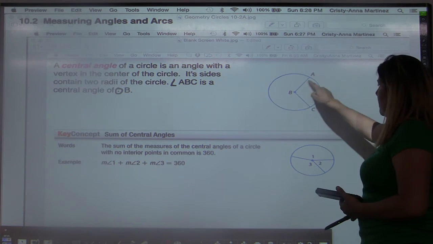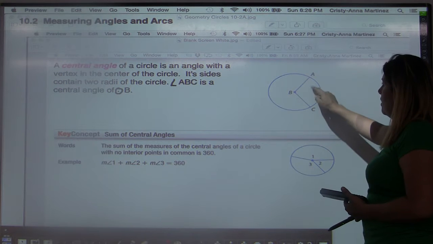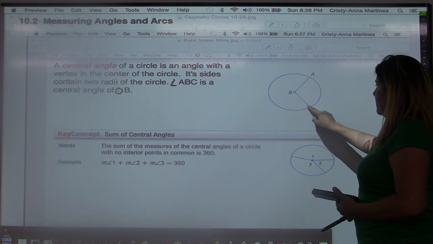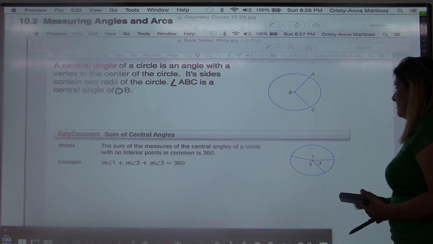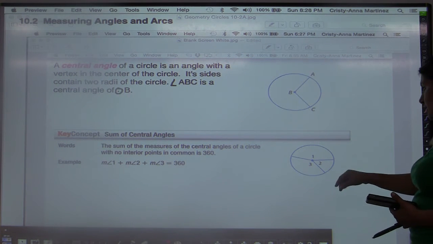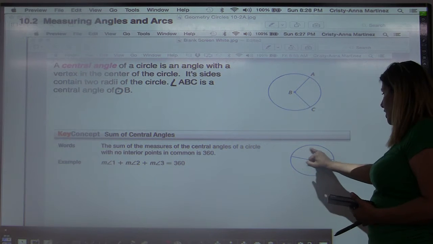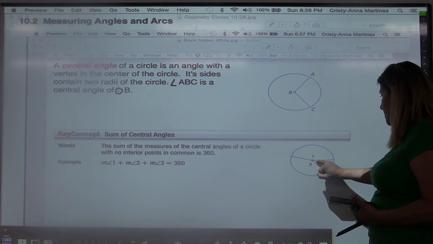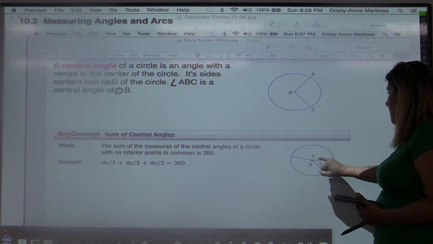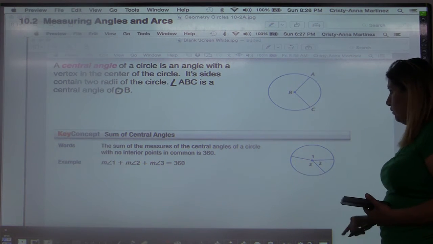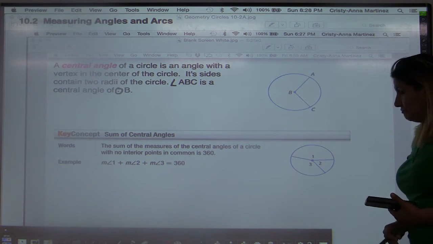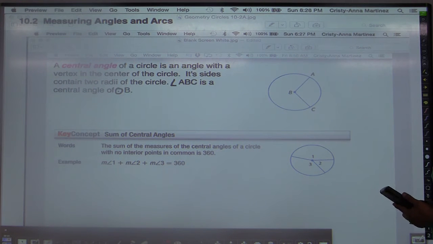So we're talking about this angle here, and the two sides of the angle, side AB and side CB, are both radii of the circle. The same is true for angles 1, 2, and 3 here. In angle 1, this is one side, that's the other side, so they're both radii. Here we also have two radii for angle 2 and two radii for angle 3. So that's what a central angle is.